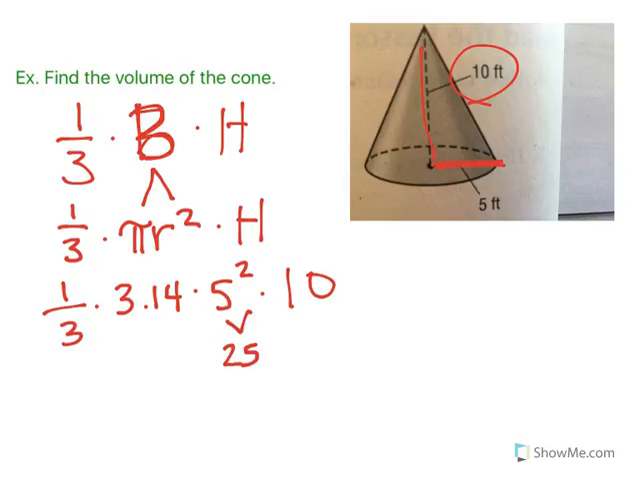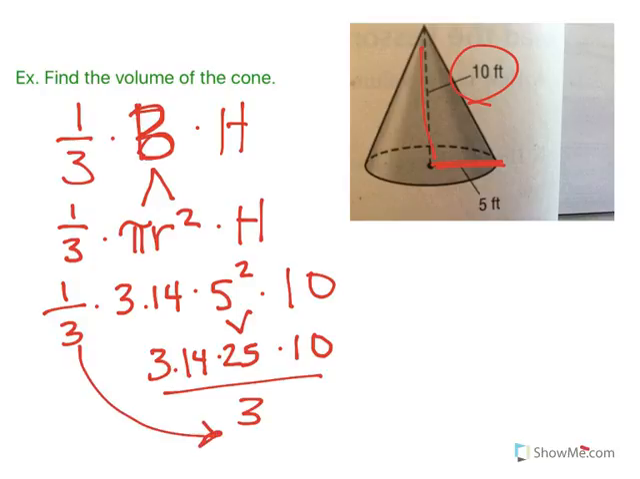Again, I'm going to rewrite that 1/3 as divide by 3 at the end. So again, just bringing down everything that I had. Then I'm just working my way from left to right when multiplying. So if I do 3.14 times 25 times 10, I can do that all at one time. I'm going to get 785, and I'm going to divide that by 3. And I'm going to get about 261. My calculator says 0.6666 repeating, so I'm just going to round it to the nearest tenth. So I'm going to round it to 7/10.